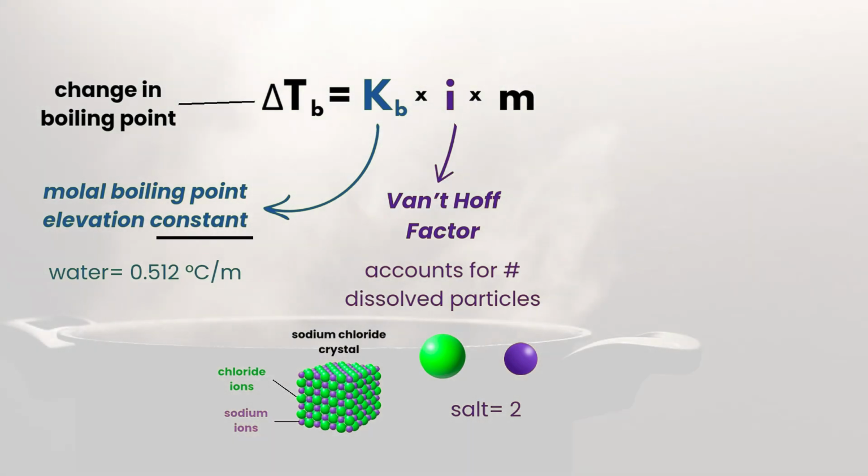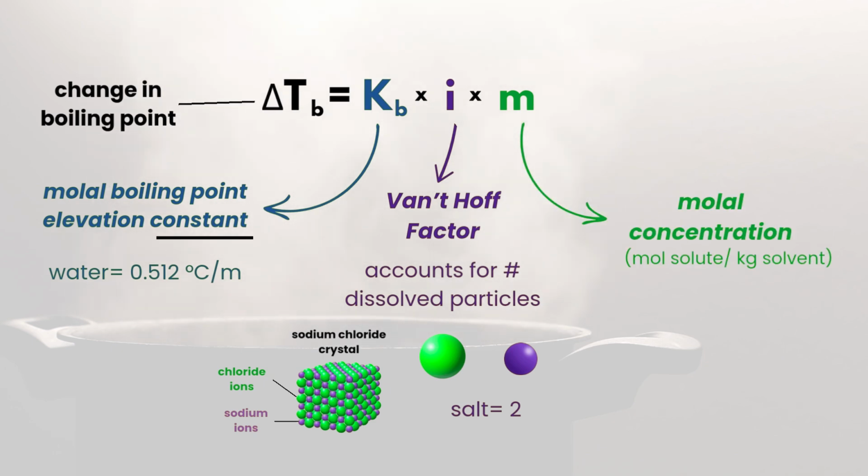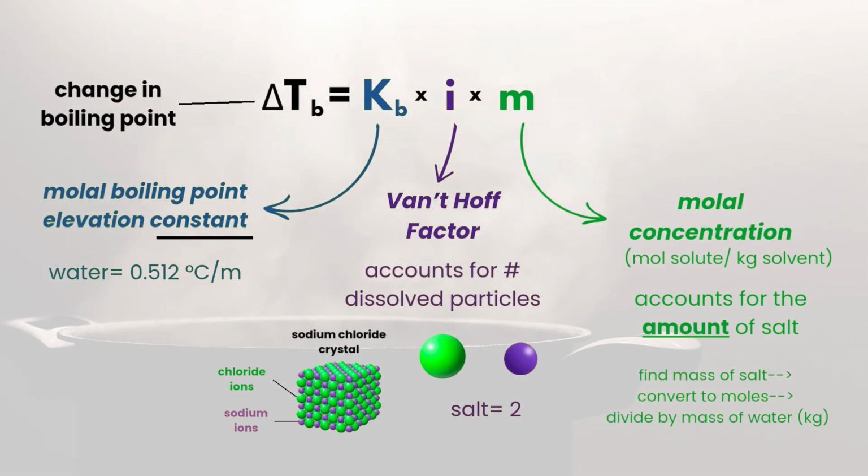The last variable, m, is the value we are actually changing. It's essentially measuring how much salt we're actually adding and how concentrated the solution is with salt. Technically, it stands for mole concentration, which is moles of solute per kilogram of solvent. While an understanding of what a mole is and molar mass is helpful for calculating this, conceptually what you really need to understand is that the more salt we add, the higher this value will be.